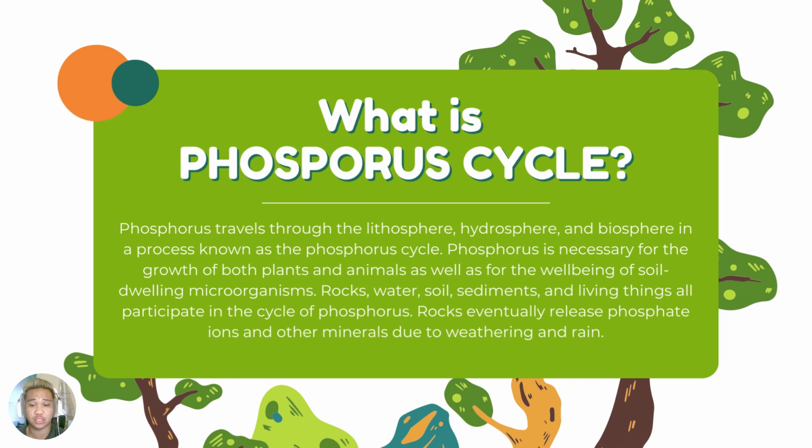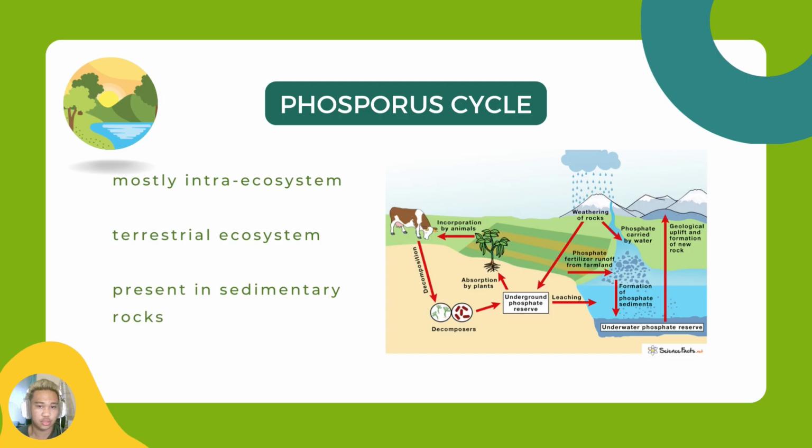Phosphorus travels through its cycle via a variety of mediums, including rocks, water, soil, sediments, and living beings. Phosphate ions and other minerals are eventually released from rocks as a result of weathering and rainfall. So, how does it work? There are four major steps.